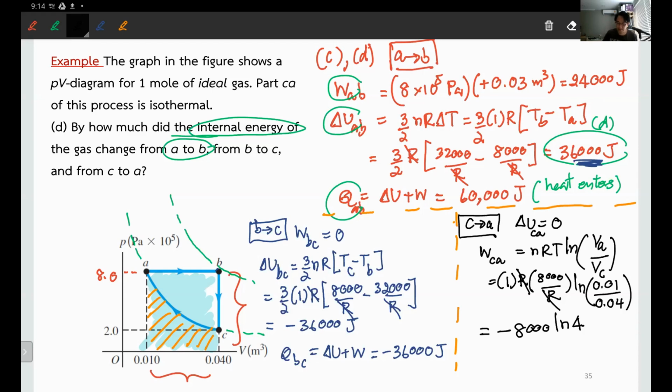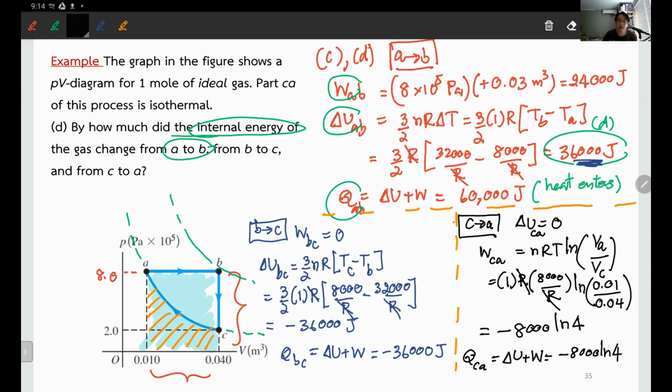Okay, and that's it. Once I'm done with this, I can answer the question about the heat. Heat is just the sum of delta U and W. So you just add these two together, but because delta U is 0, that's it. Done.